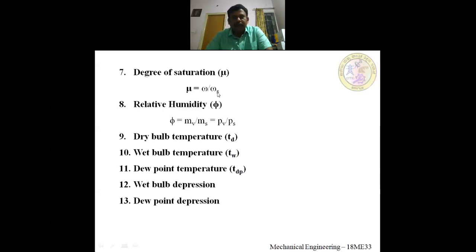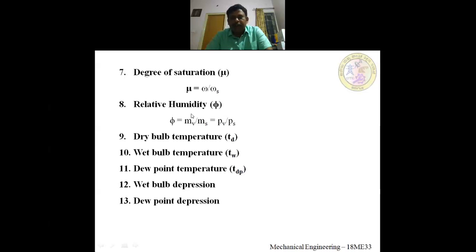And next we'll go to the next definition. Degree of saturation is represented by the symbol mu. It is defined as the ratio of specific humidity of unsaturated air to the specific humidity of saturated air. Both the airs are at the same pressure and temperature.